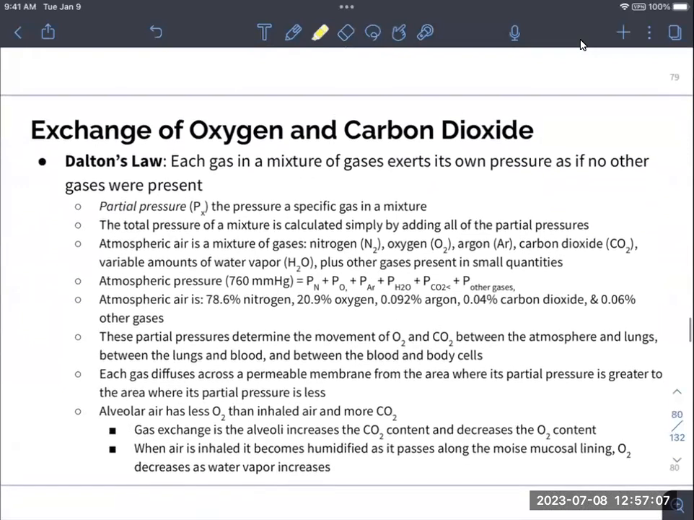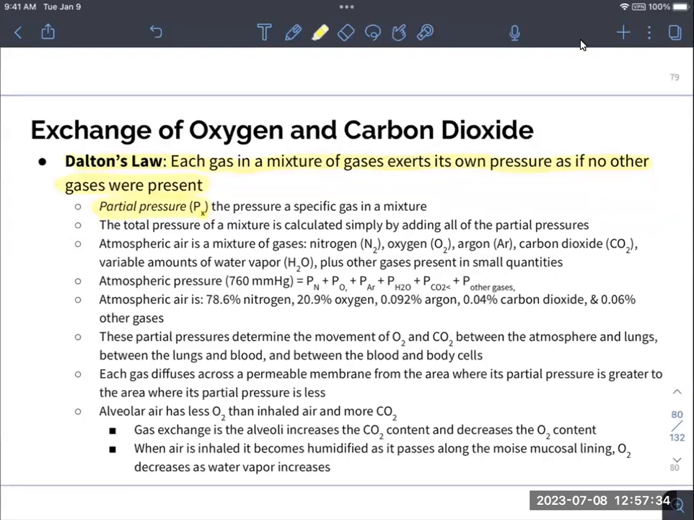So let's look at Dalton's law, another law relating to breathing. This time we're looking at the mixture of gases. According to Dalton's law, each gas in a mixture of gases exerts its own pressure as if no other gases were present. And this is known as partial pressure, P of sub X.